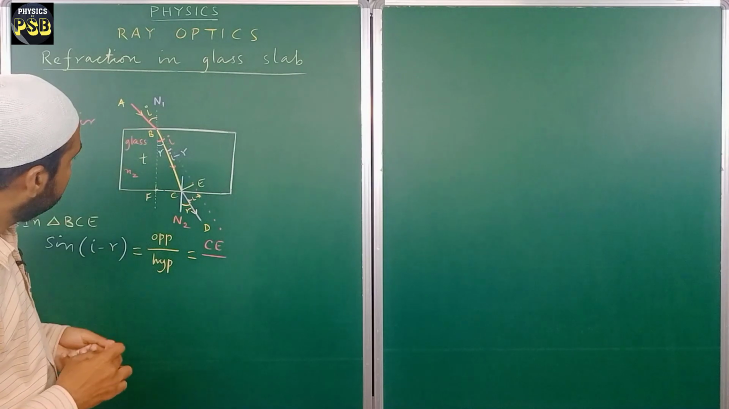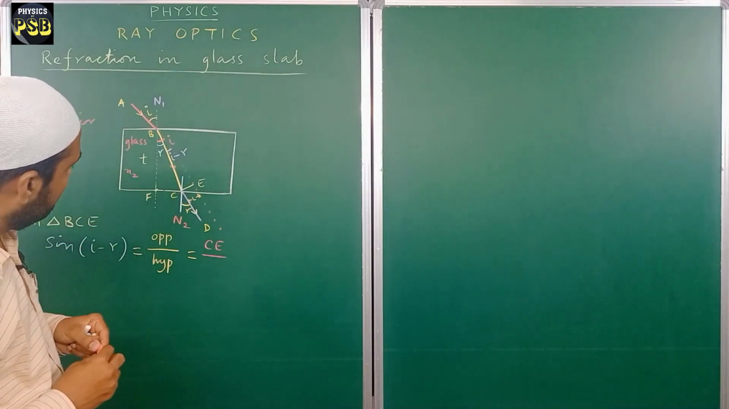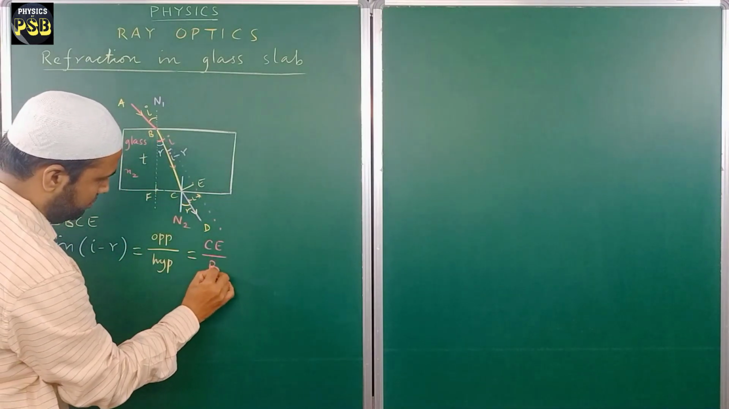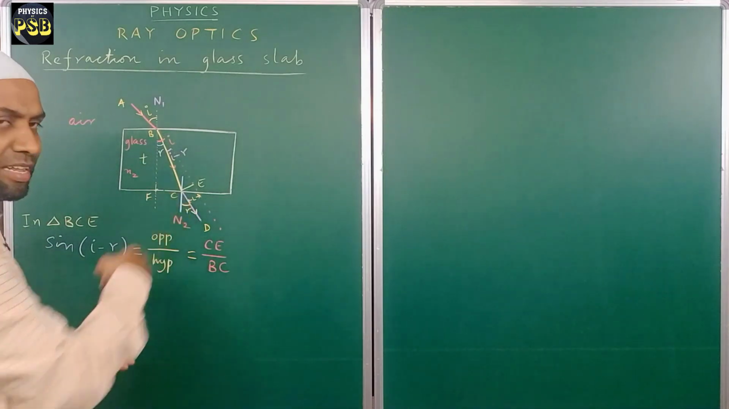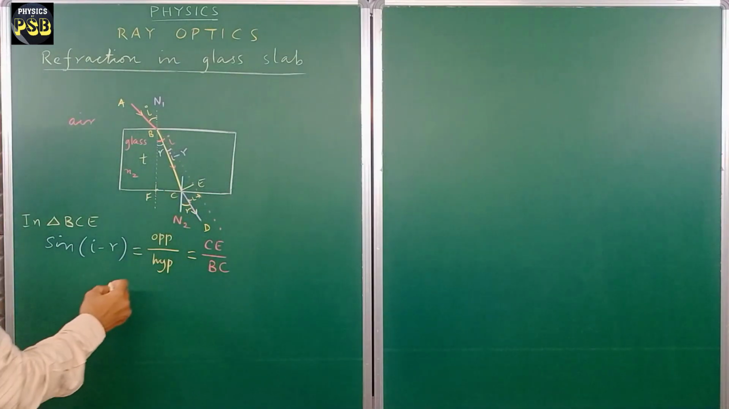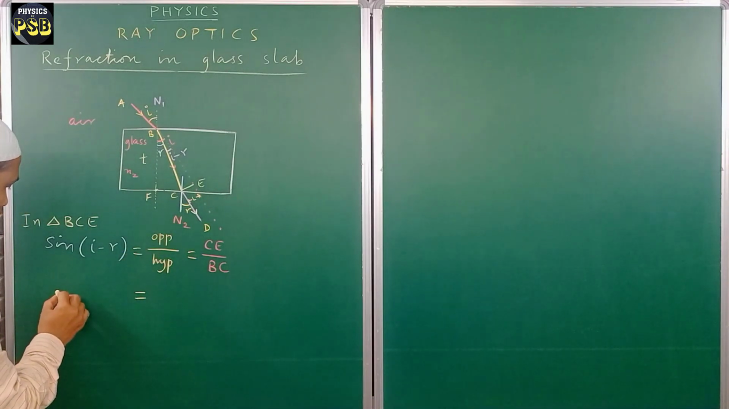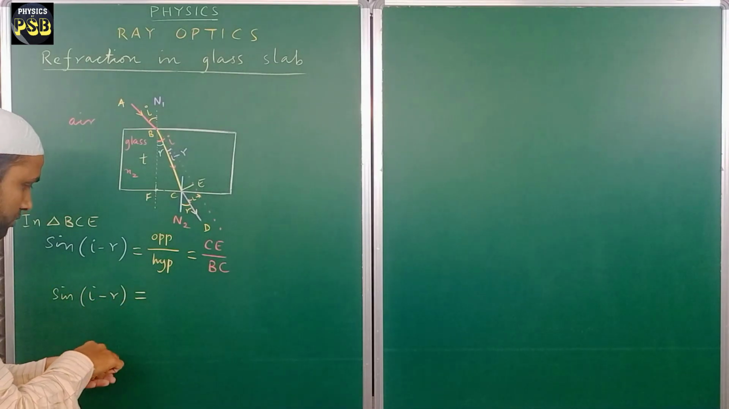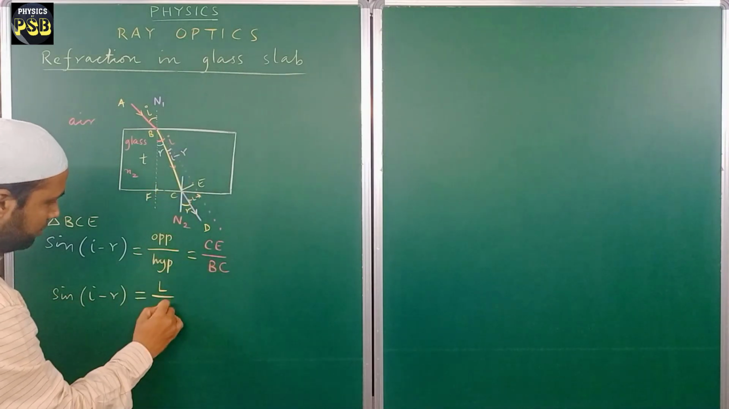What is the hypotenuse? It is nothing but this BC. This hypotenuse BC. We know the value of CE from the diagram, which is nothing but L. Okay. Sine of I minus R. Here the value of CE is L divided by BC.